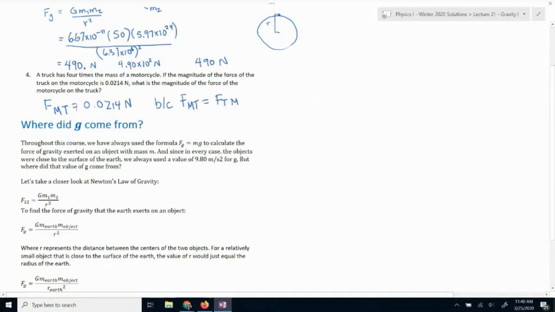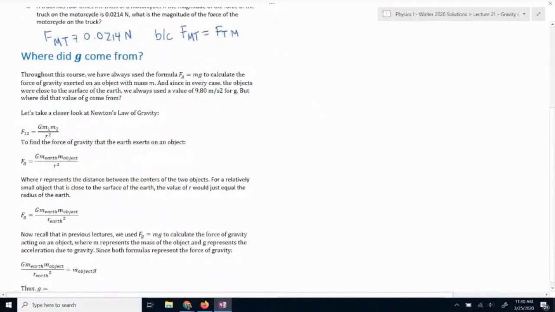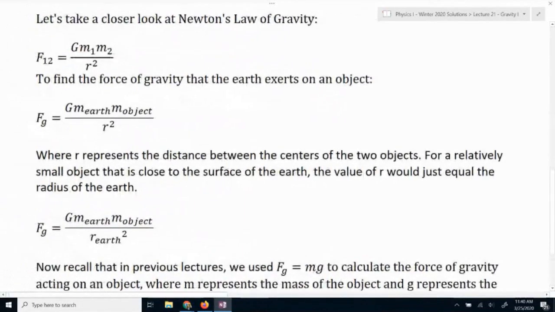So we're going to take a look at Newton's law of gravity, which is the longer equation. F of g, the force between two objects, is equal to G m1 m2 over r squared. If we were talking about the force of gravity that the Earth exerts on an object, it would equal G times the mass of the Earth times the mass of the object, divided by the distance between the two objects squared. And we're going to still assume that the r value is the radius of the Earth because the object is close to the surface of the Earth.